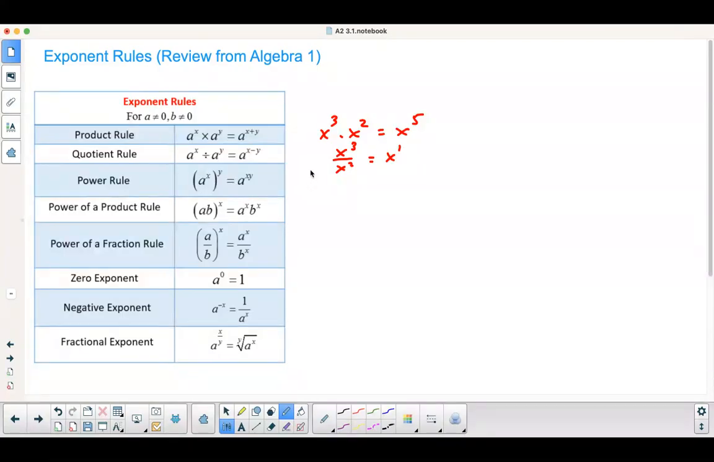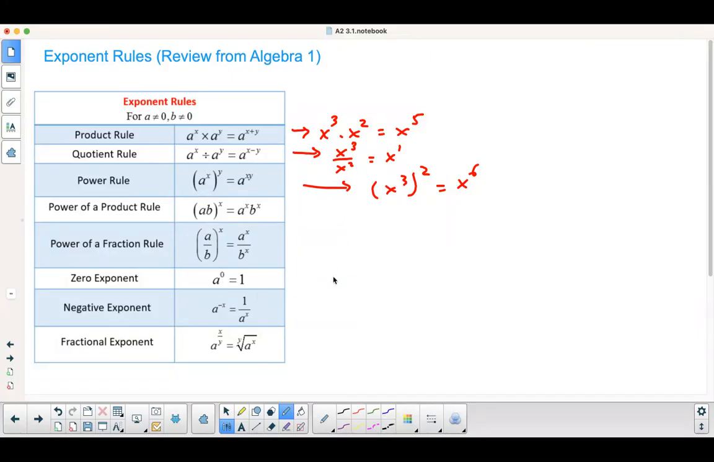Power rule. If I take a power to a power, you multiply. Okay. Same thing here. If you have a product to a power, you have to take both of those to that power. If I have a quotient to a power, I have to take the numerator and the denominator to that power as well. A 0 exponent is always equal to 1.